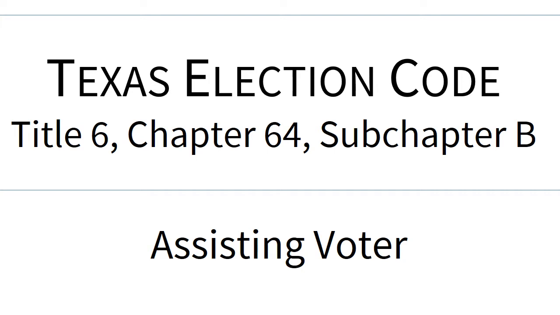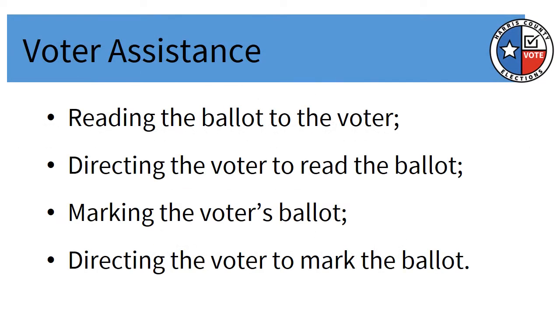The Texas Election Code defines assisting as a specific legal term, which is narrower than Title II of the ADA. The Texas Election Code, Title VI, Chapter 64, Subchapter B, is titled Assisting Voter and specifically refers to assistance in reading and marking the ballot. This subchapter details eligibility for both requesting and providing assistance. Under this subchapter, voter assistance is specifically defined as reading the ballot to the voter, directing the voter to read the ballot, marking the voter's ballot, or directing the voter to mark the ballot.